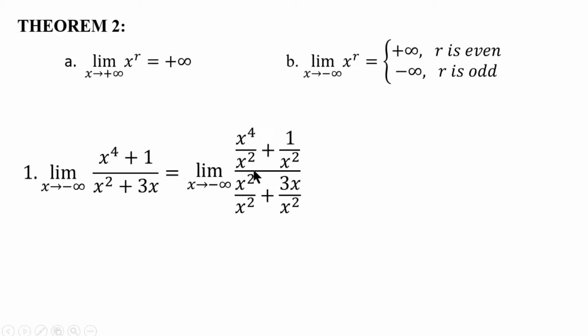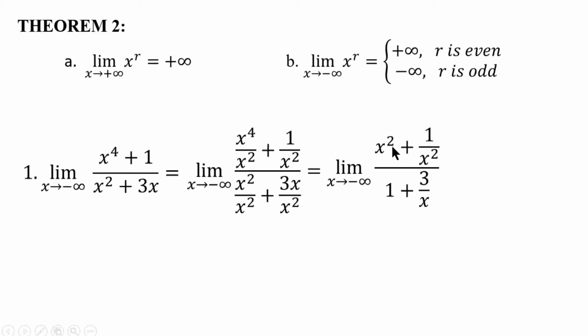X raised to 4 divided by x raised to 2 is x squared, plus 1 divided by x squared is 1 over x squared, over x squared divided by x squared is 1, plus 3x divided by x squared is 3 over x. Then, find the limit of each term. Since x approaches negative infinity, we use this theorem. If r is even, the limit is positive infinity, and if r is odd, the limit is negative infinity.